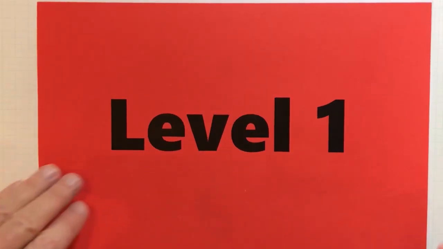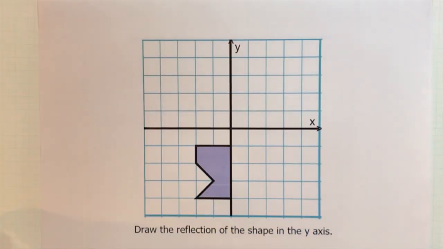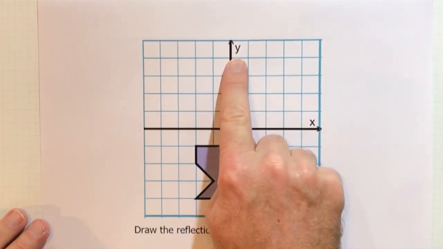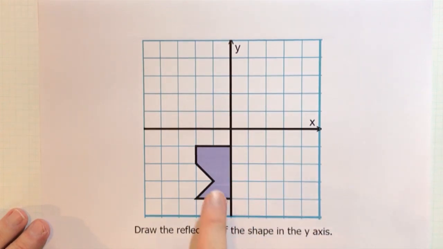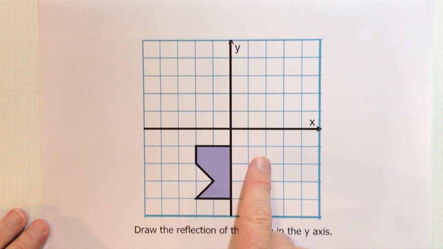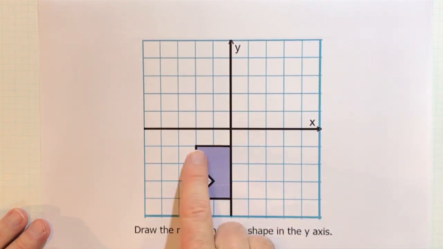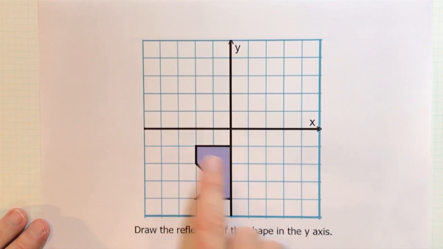Okay, let's look at some examples from level 1. And these are all reflections. So we have to take the shape and in this case reflect it in the y-axis. Well, the y-axis is that vertical line there. You can see it's labeled y. So every point on this shape must be the same distance to the right of that line as the original point is to the left.